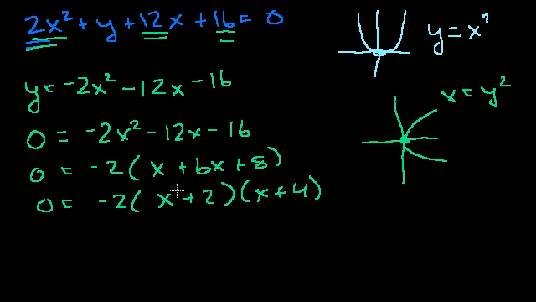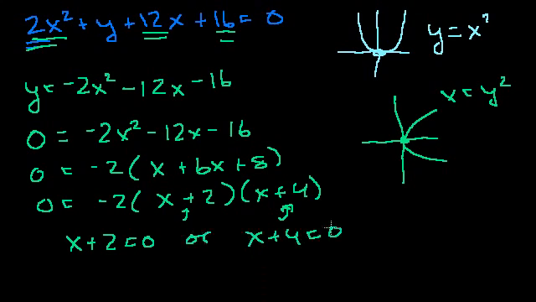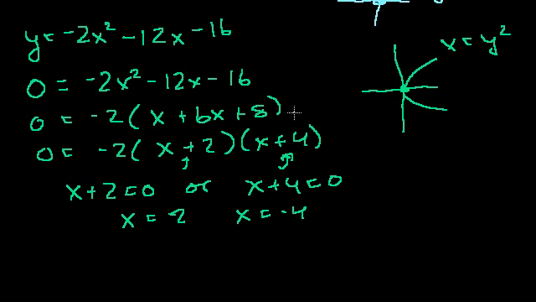I just factor that. And so for this whole thing to be 0, either this is 0 or that is 0. And so it's either x plus 2 is equal to 0 or x plus 4 is equal to 0. So x is equal to minus 2 and x is equal to minus 4. That's the two zeros of this parabola. So we immediately know one thing about this parabola: if we were to draw the x-axis, it intersects the x-axis at minus 2 and minus 4. That's all we know about this right now.